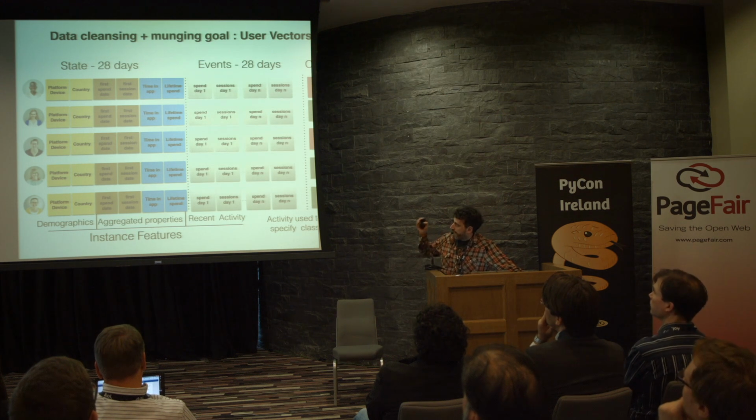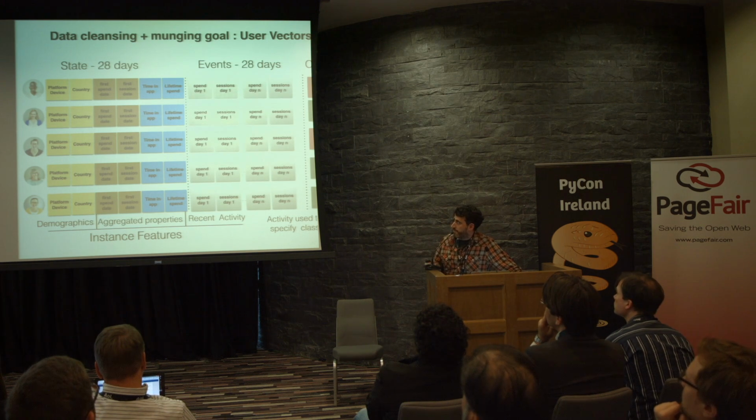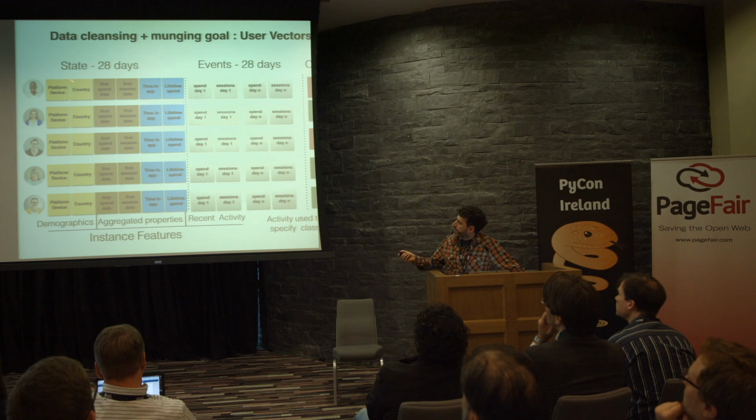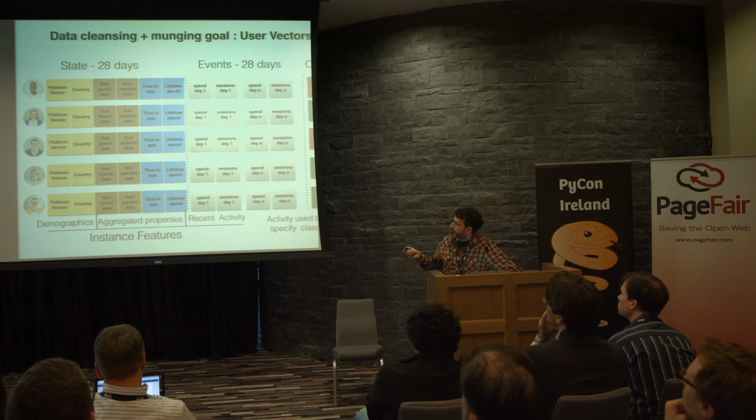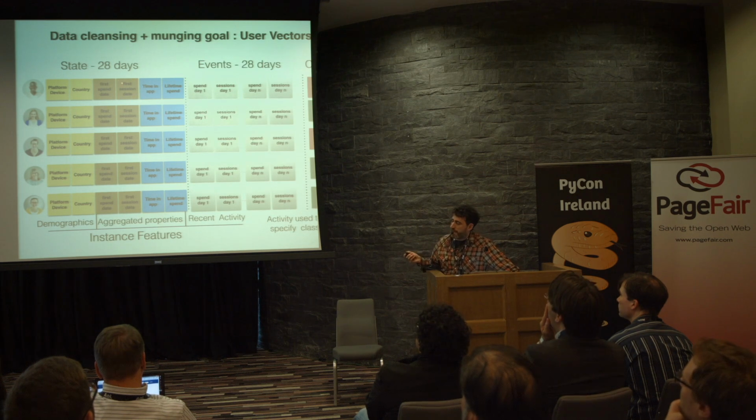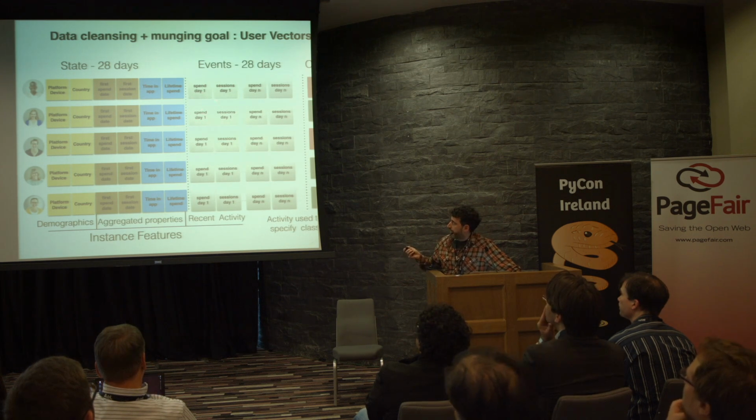For every user, we have a vector of attributes. It might have demographic information, then when they first purchased, when their first session was, and aggregated data like their time in app and lifetime spent. And then I'll also have event data. So this is for each day: there's a column. It might be aggregated, how much spend, how many sessions, and that sort of thing.